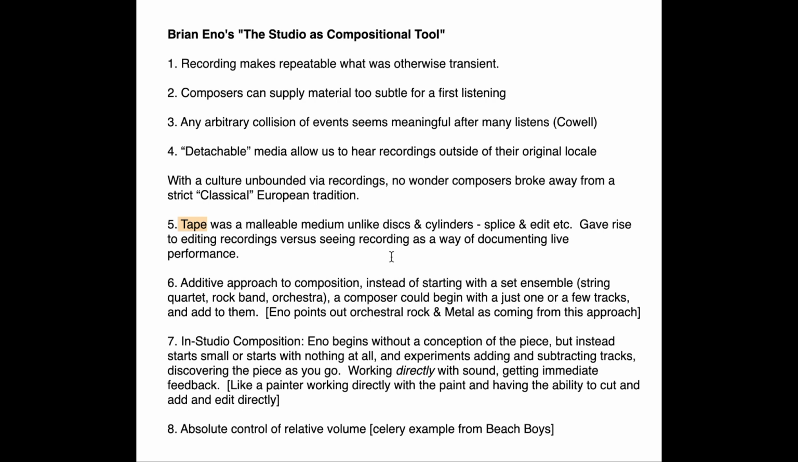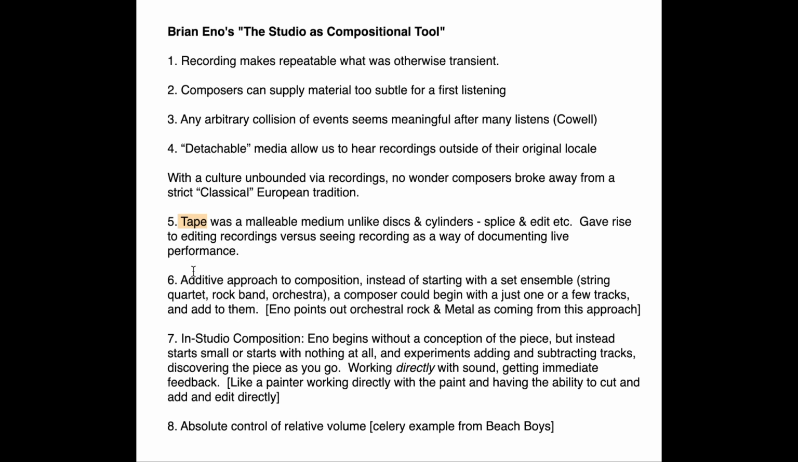But tape, you could play it slower, you could play it backwards, you could cut it up and put it back together again. And that's still true, of course, with digital recording. Additive approach to composition: instead of starting with a set ensemble like a rock band, a composer could begin with just a few tracks or just one and add to them. So that's a different way of composing than by writing for an orchestra. You can just hear one sound, let's say a bird singing, and listen to it over and over again and decide what instruments to put with it, so you can assemble additively.